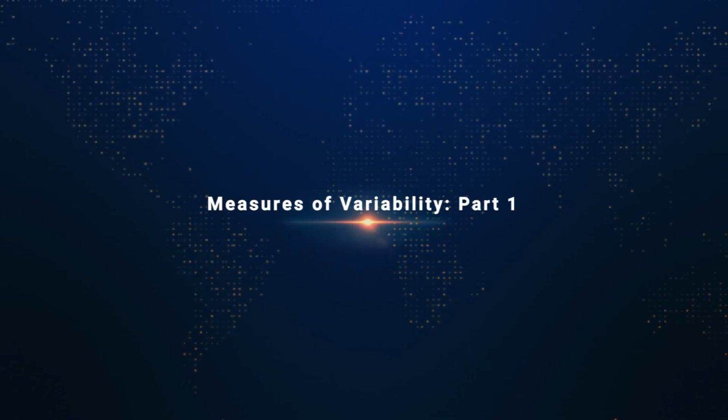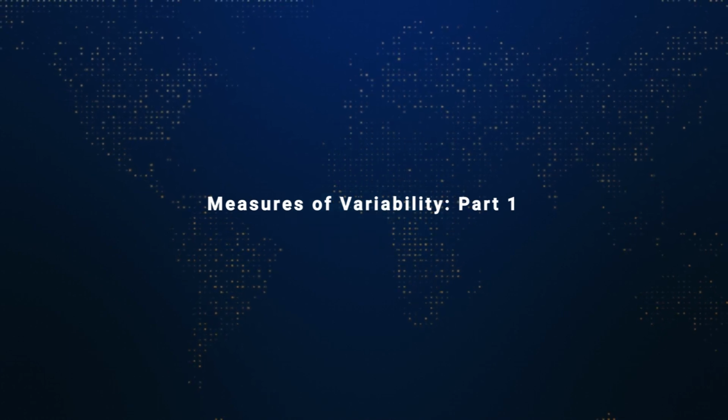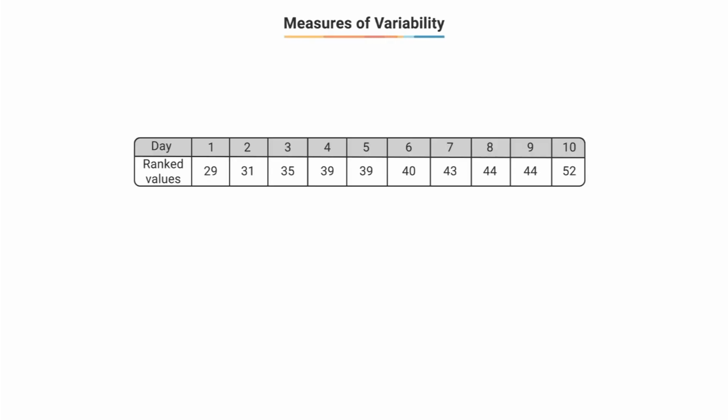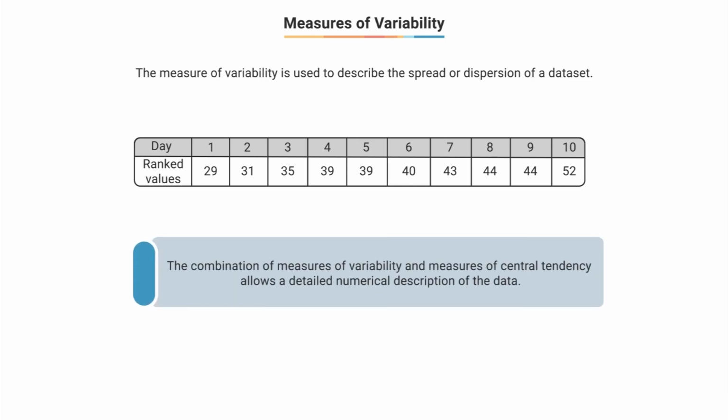In this video, we'll discuss variability and how to measure it. Measures of central tendency yield information about the center or middle part of a dataset. However, businesses can use another group of analytical tools called measures of variability to describe the spread or the dispersion of a dataset. Using measures of variability in conjunction with the measures of central tendency makes possible a more complete numerical description of the data.